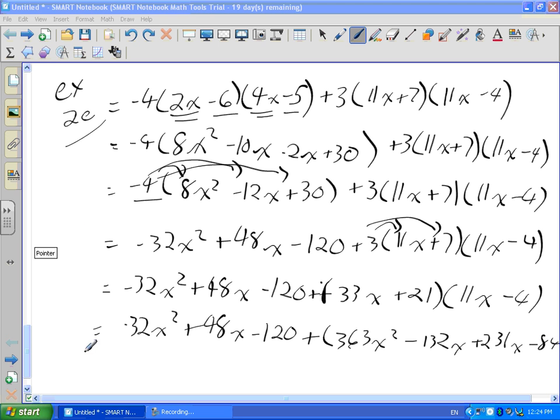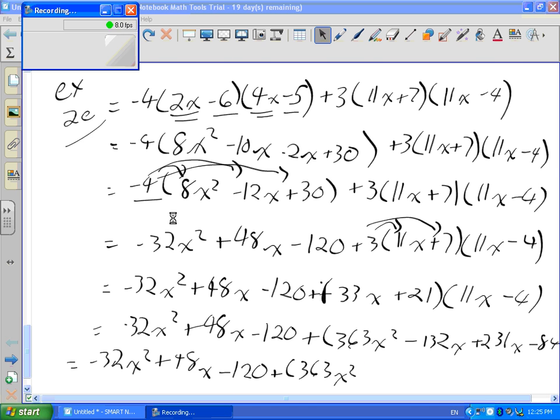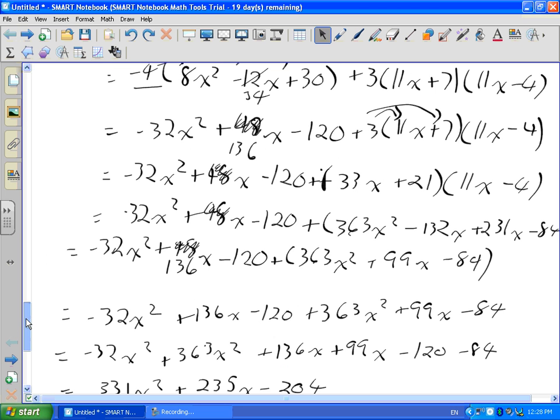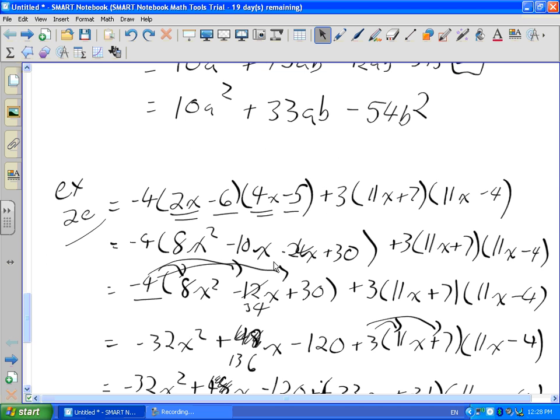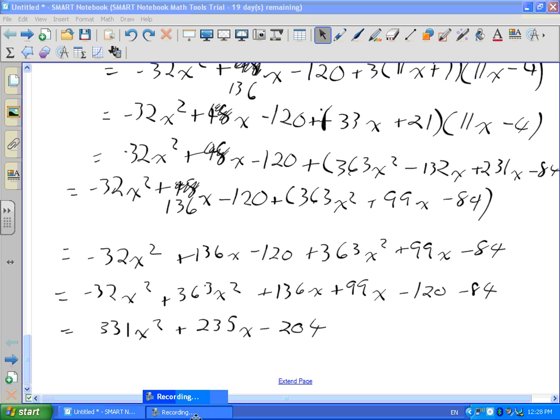So that's a little hard to see. We'll move over a little. So we move this over, negative 32x squared plus 48x minus 120. Now I'm going to simplify those brackets. 363x squared. What do those two add up to? So there was a little mistake up here. It should have been 24, which changes our answers. This would have been your final answer once you simplified all of those numbers.